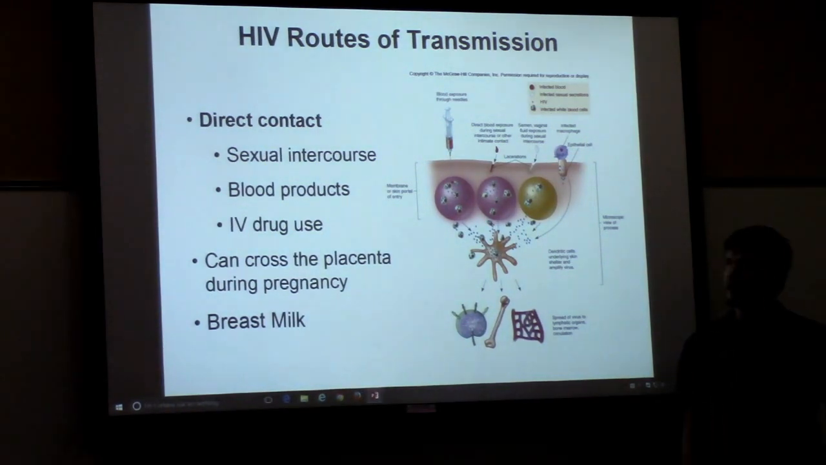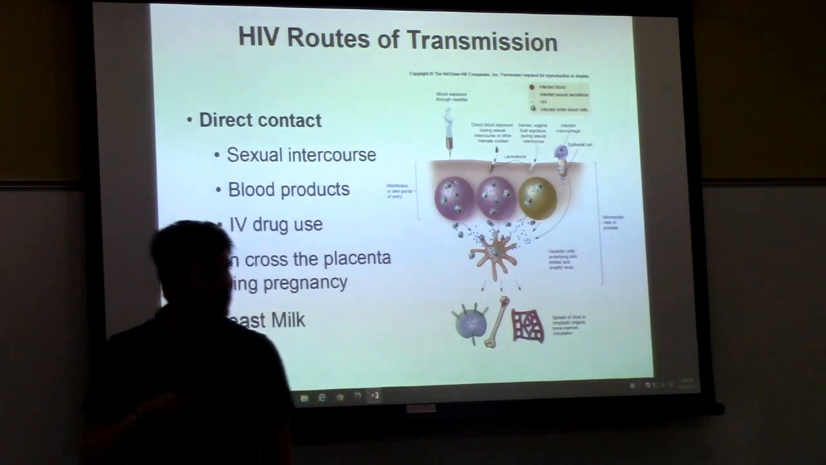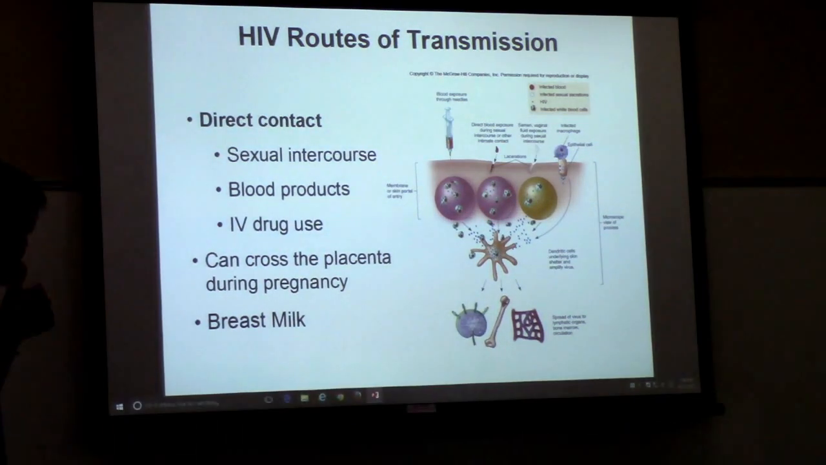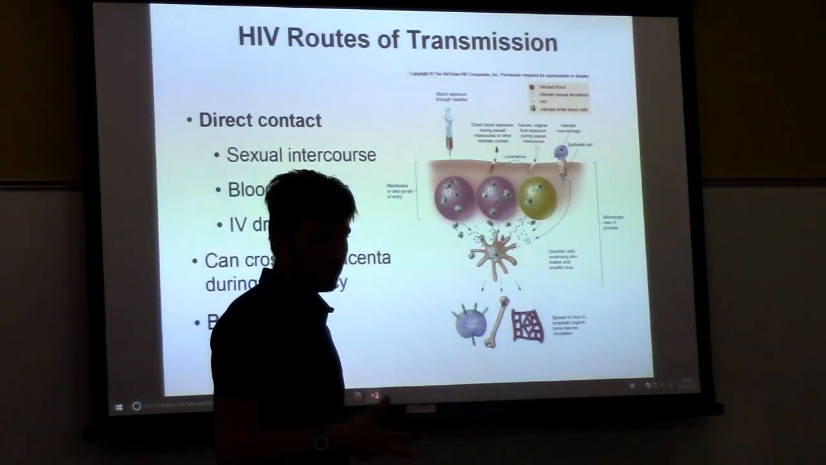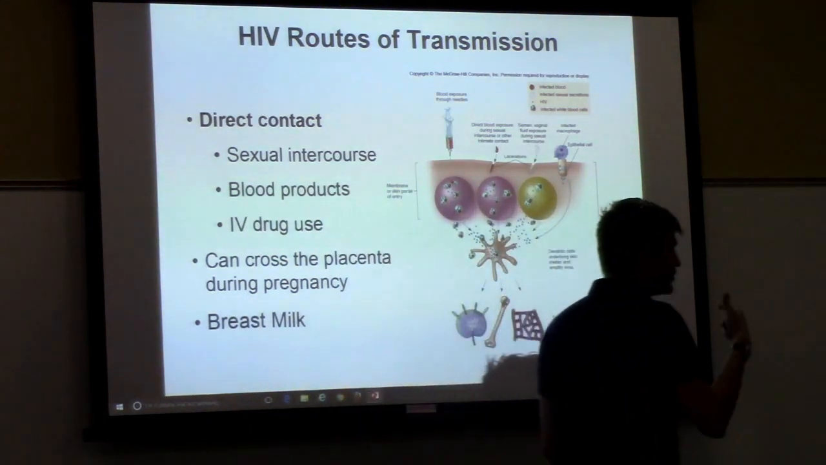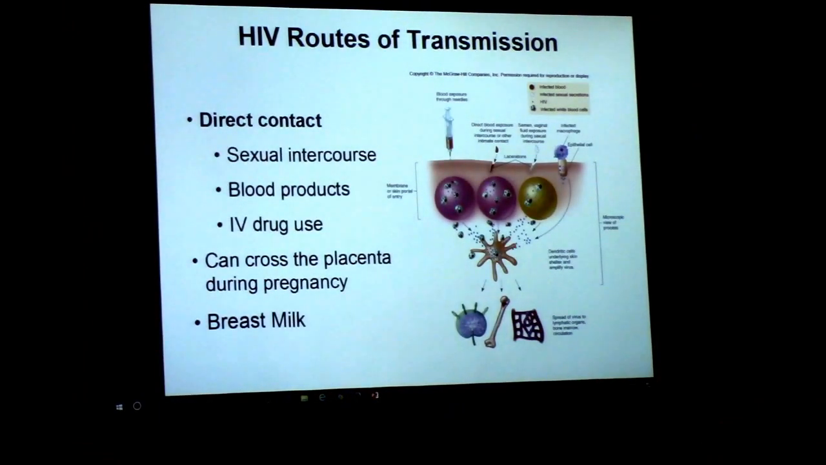How is HIV transmitted? Well, it's transmitted through direct contact with contaminated bodily fluids. The contaminated bodily fluids are thought of as blood, semen, vaginal fluid, and breast milk. Okay, those are the four big ones. Saliva and urine generally do not have HIV in them unless you have cuts or infections in those areas.